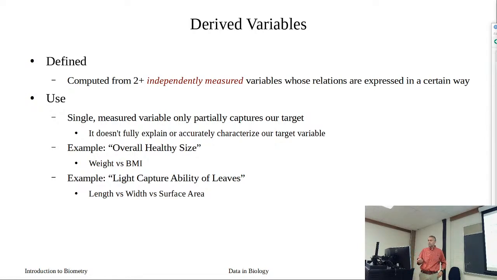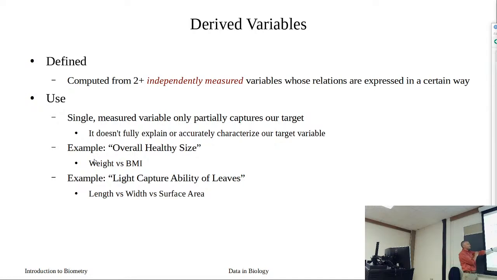So surface area to volume ratios are about heat loss or water loss. All right, that's a little bit better. It tells us more information about those biological processes than just surface area or volume alone. All right, if we're looking at overall size of an individual, we could take the height, or we could do the weight, or we could do this composite, body mass index, BMI, to get our overall healthy size.